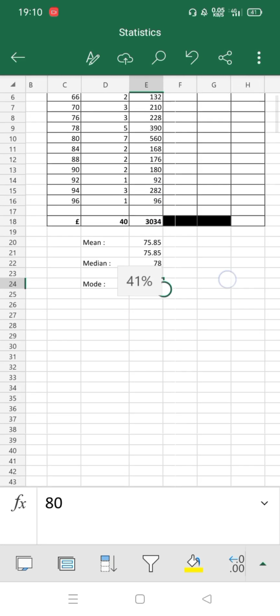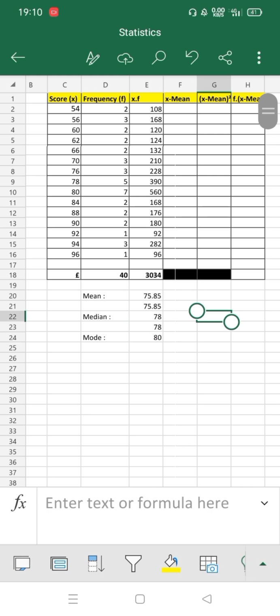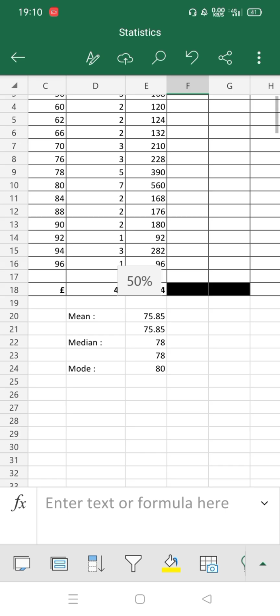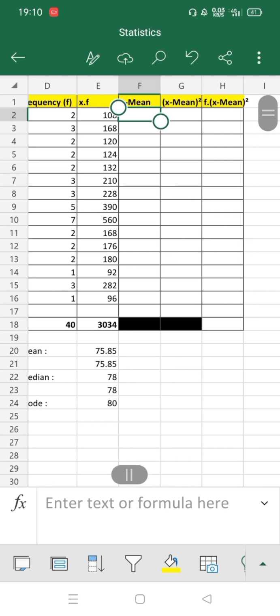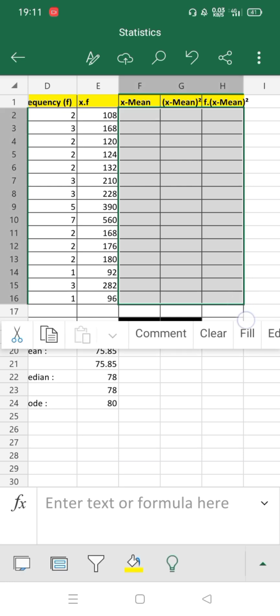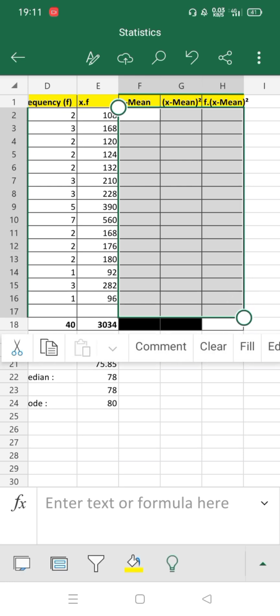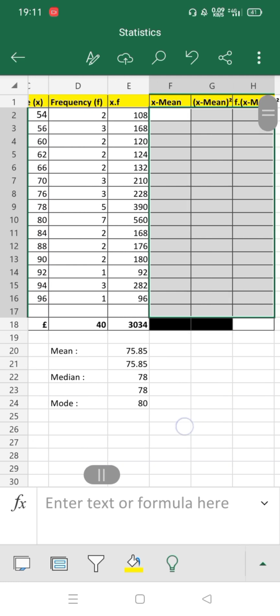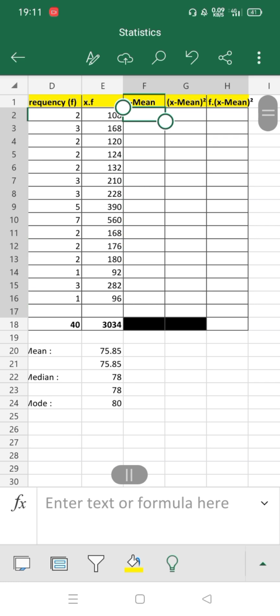And what should we do next? We should look for x minus mean. This is the data. Actually, this is for looking for the variance, interquartile range, and standard deviation. To make our data fluent, we have to fill out this table.